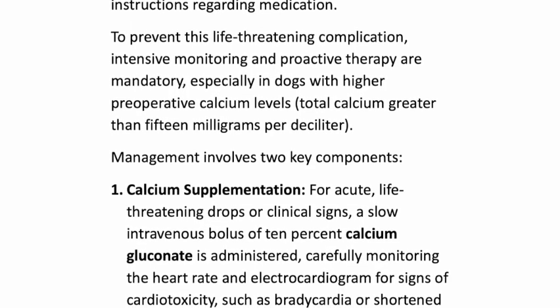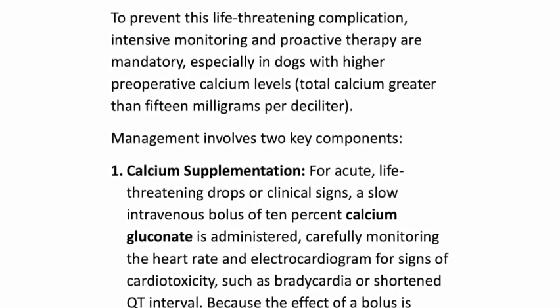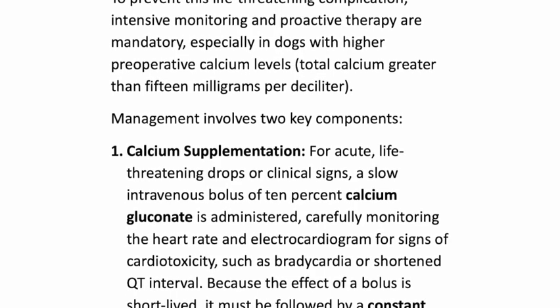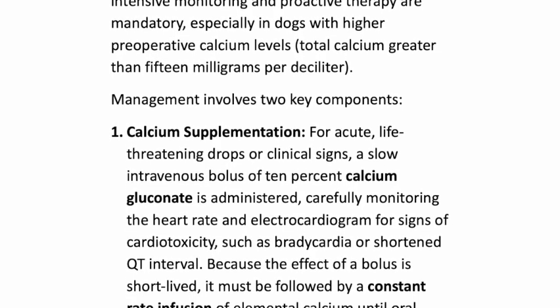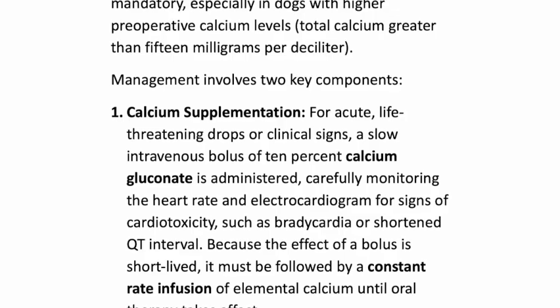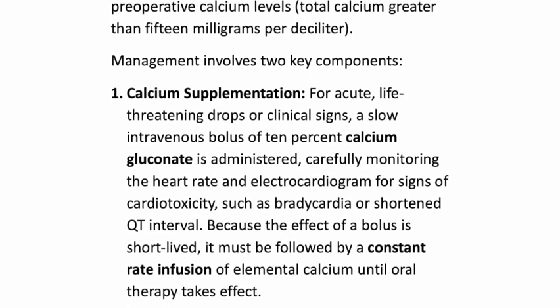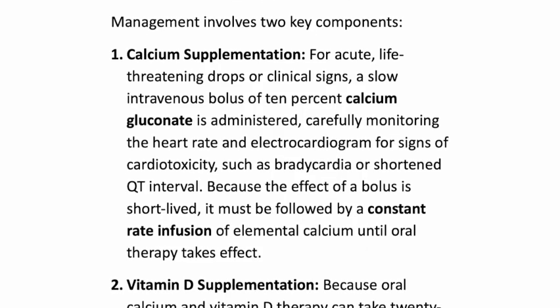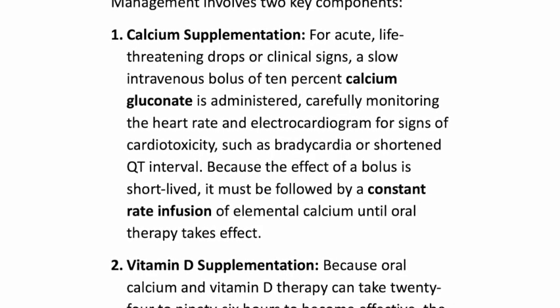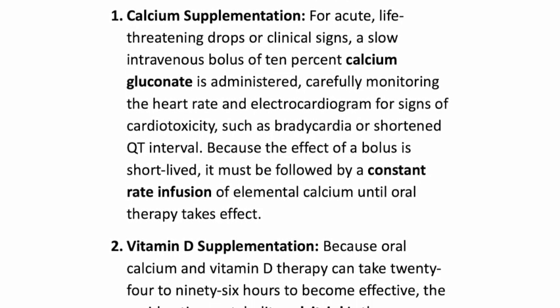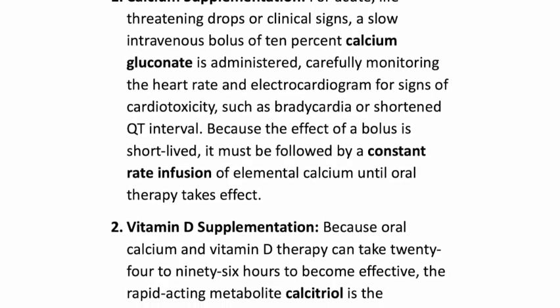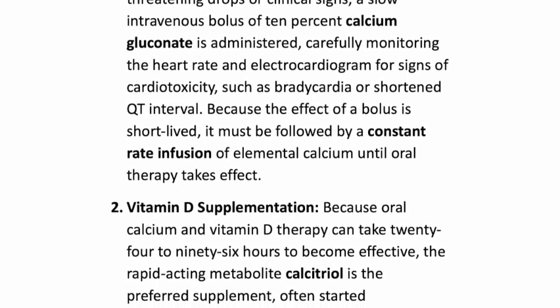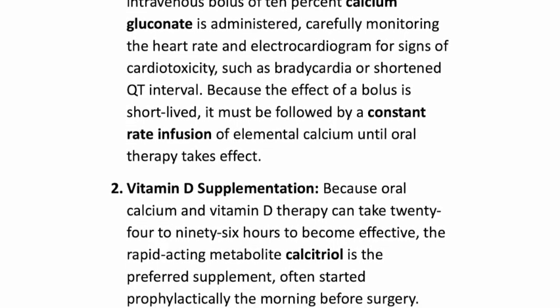Management involves 2 key components. 1. Calcium supplementation. For acute, life-threatening drops or clinical signs, a slow intravenous bolus of 10% calcium gluconate is administered, carefully monitoring the heart rate and electrocardiogram for signs of cardiotoxicity, such as bradycardia or shortened QT interval. Because the effect of a bolus is short-lived, it must be followed by a constant rate infusion of elemental calcium until oral therapy takes effect.